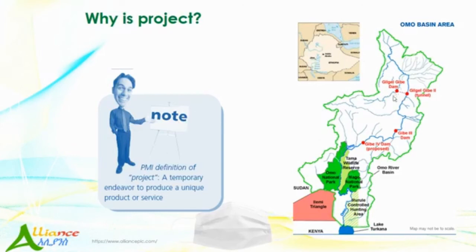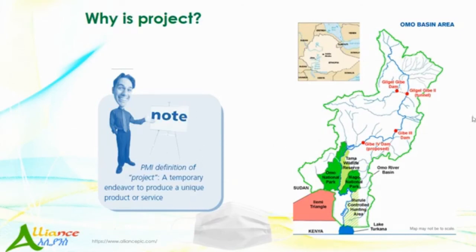In this map there is Gilgel Gibe 1, 2, 3 and 4. All these are projects. Gilgel Gibe 1 is a project, then Gilgel Gibe 2 is a project, Gilgel Gibe 3 is a project, and the proposed one, Gilgel Gibe 4, will also become a project. So what makes this project different?